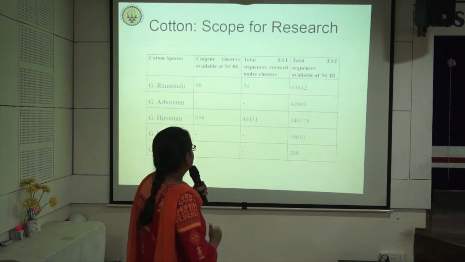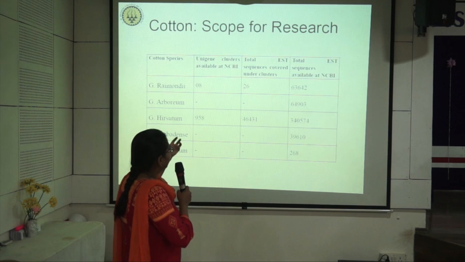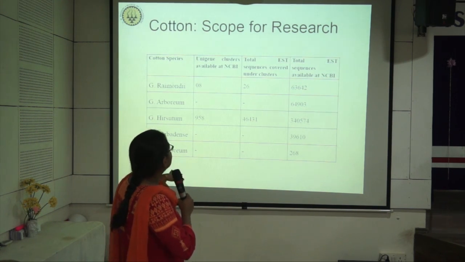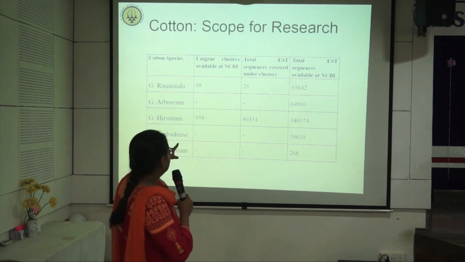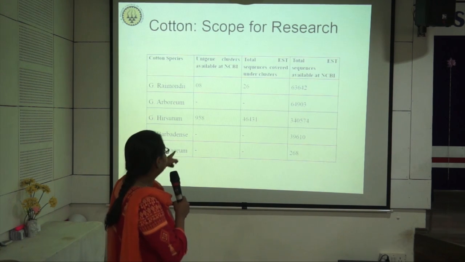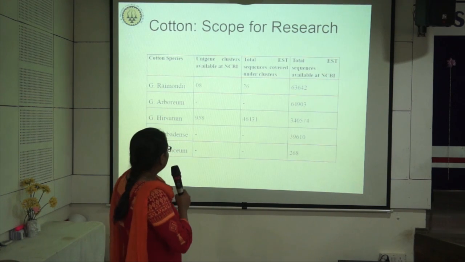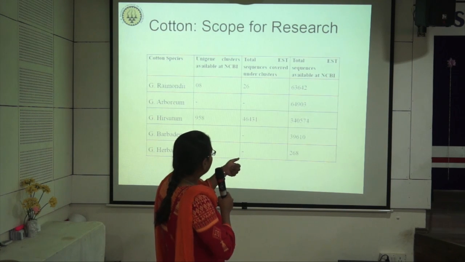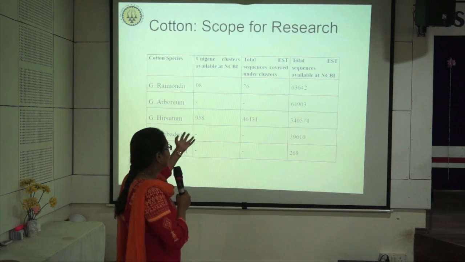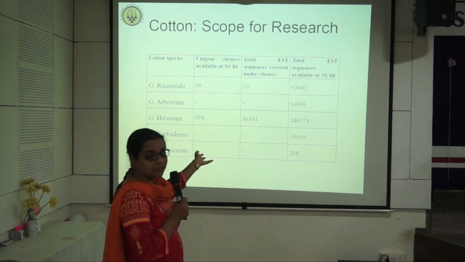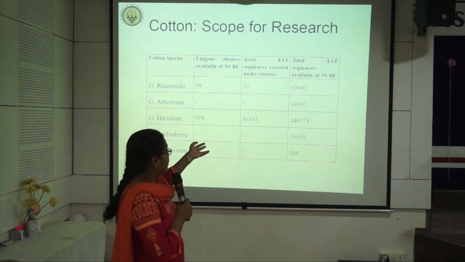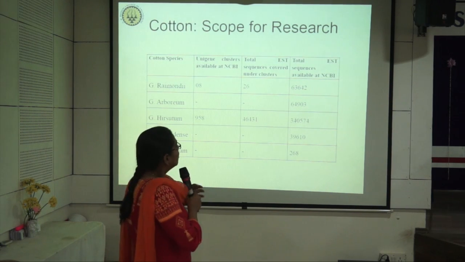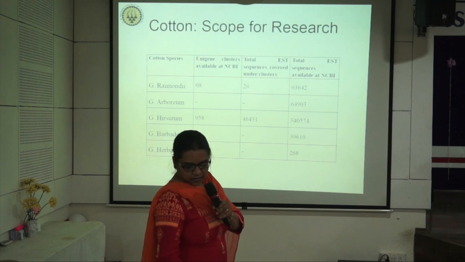The scope for research is, as you could see, that UniGene is a database consisting of clusters. Now, if we see the current state, we don't have any cluster present for Arboreum and Barbadense. And if you talk about the EST sequences available, 63,642, you still get only 8 clusters, under which you cover only 26 sequences. This prompts us to look into clustering, in order to generate clusters for any number of sequences under any circumstances.